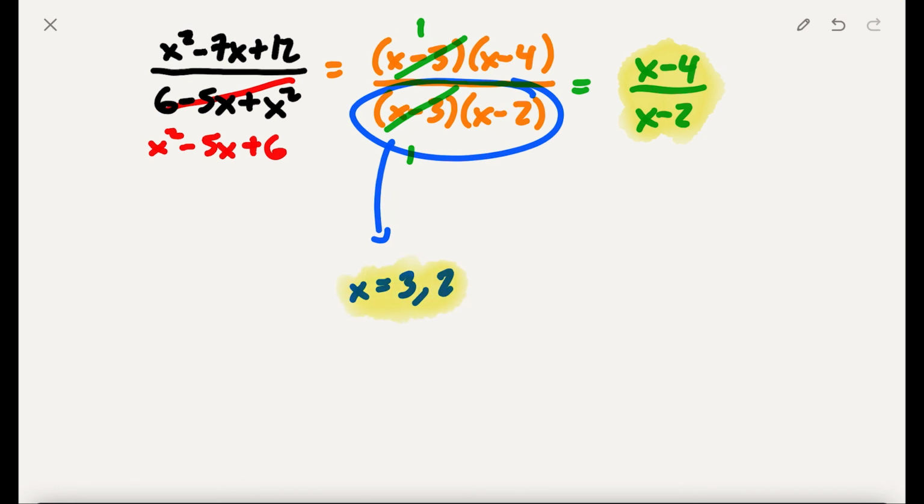So that's 5 example problems involving simplifying rational expressions. If you have any questions about anything in this video, let me know.